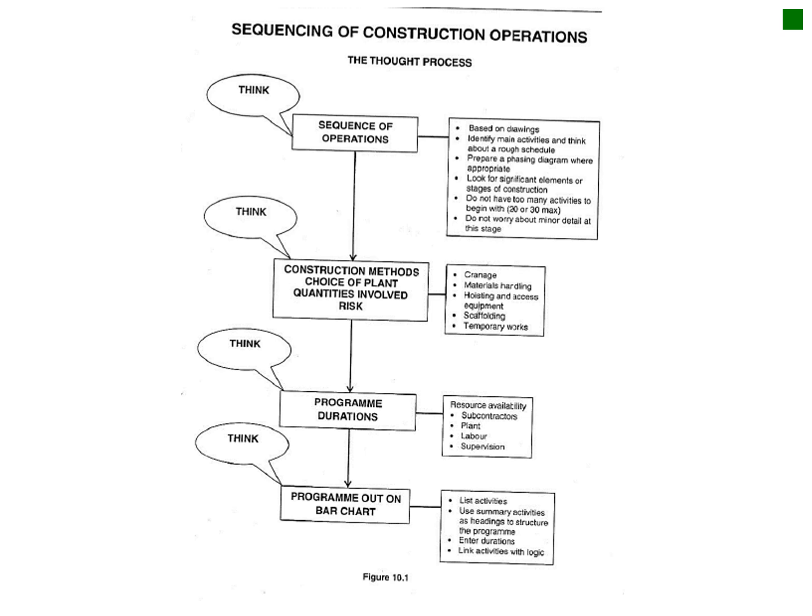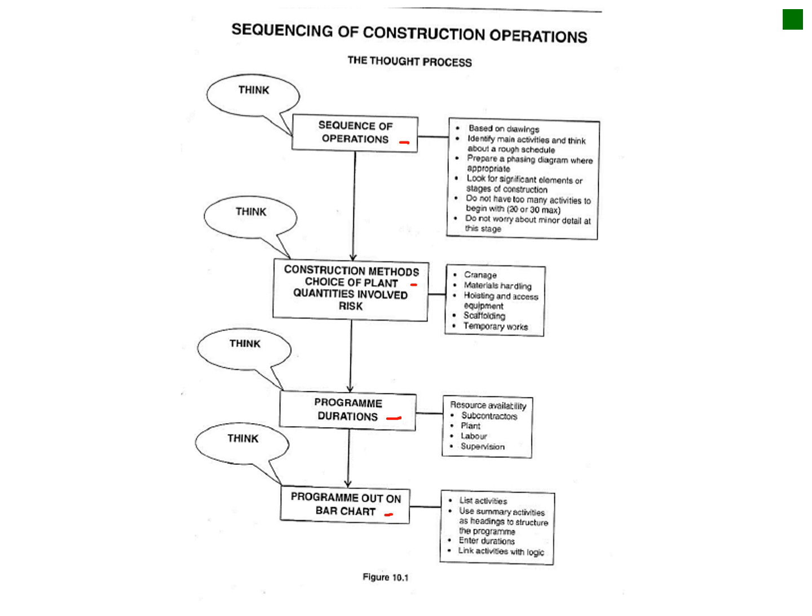Okay, and then figure 10.11, a very important slide for me. Whenever you do your sequencing, you have your sequence of operations and then your construction methods and choice of plant. Then you have your program direct durations and your program put out on a bar chart. So this is more or less the process that you do your scheduling.